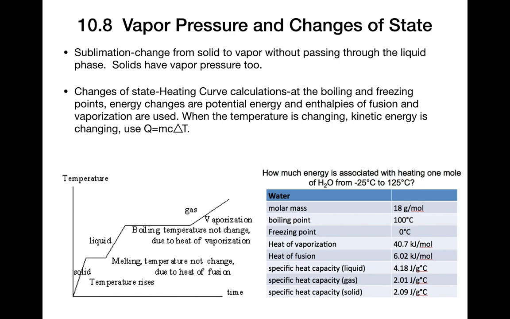Changes of state can be plotted as a heating curve. We see the heating curve for a typical substance below. The temperature of the solid rises, levels off at the melting point, rises again, and then levels off at the boiling point, then rises again. We have these 5 different sections to that. We can calculate the energy for each of the transitions of temperature and state using the numbers on the right. So we'll practice some of those in class.